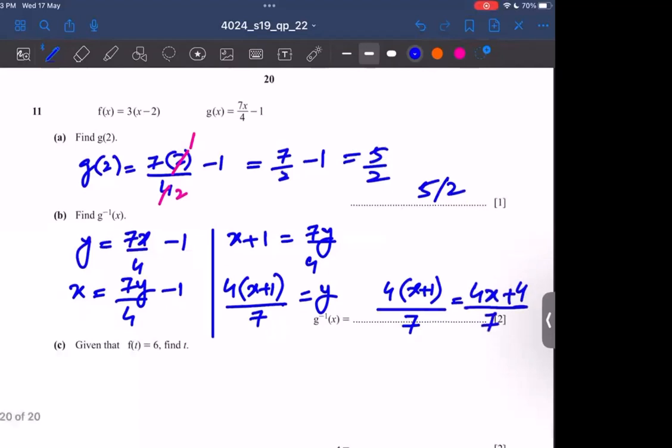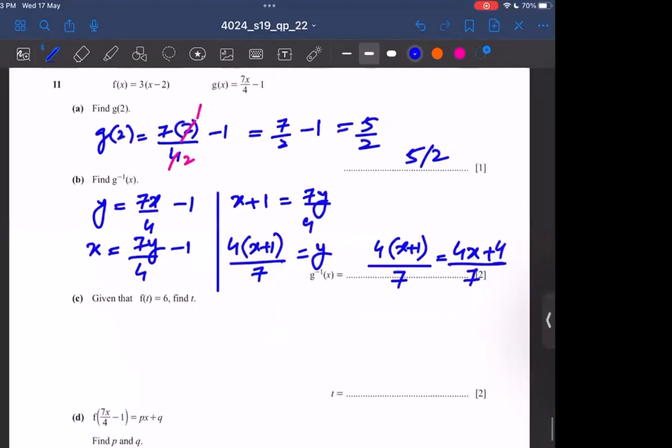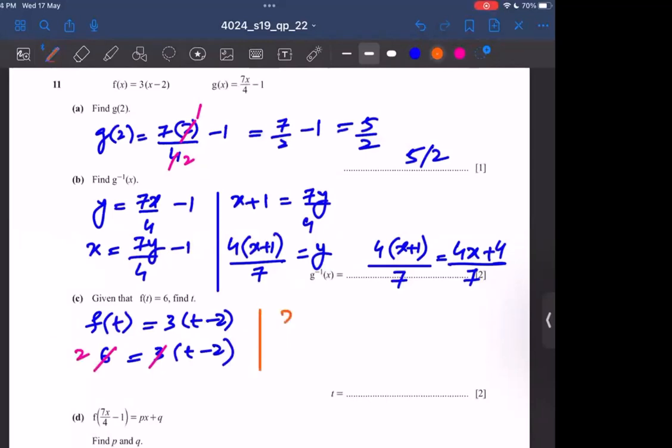Then it says in part C, the f of t is 6. Find a value of t. F of t is 6. What is my f of t? My f of t is 3 into t minus 2. So this f of t is 6. So I've just compared these two values. My f of t and their f of t are going to be equated. 3 ones are 3, 3 to the 6. I'm going to simplify this value. And finally, we got the answer 2 is equal to t minus 2. And the value of t is going to be 4 here.